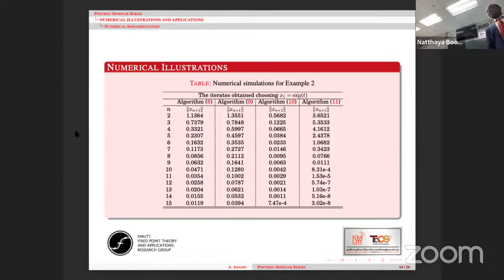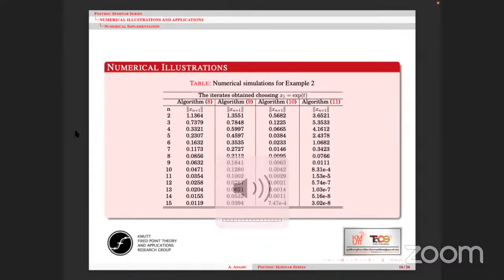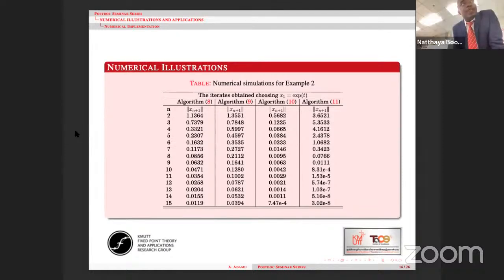Hello. Is there any question from online? Yes, there is. Okay, kindly go ahead. Thank you for the nice presentation, Dr. Abubakar. My question is on this particular slide. You said some algorithms did not obtain the solution before the maximum iteration was reached, that is, did not satisfy the stopping criteria. What do you think will happen if we increase the number of maximum iterations?